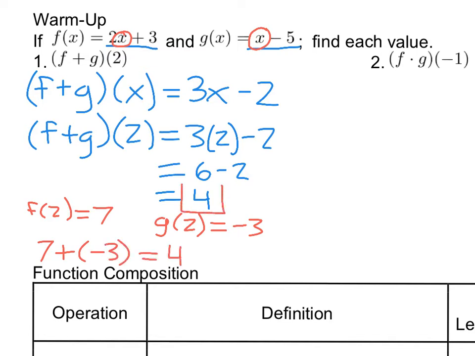So both ways I do this problem, I get 4. So you can add them together first and then plug in 2, or you can plug in 2 to each of them and then add those answers together.